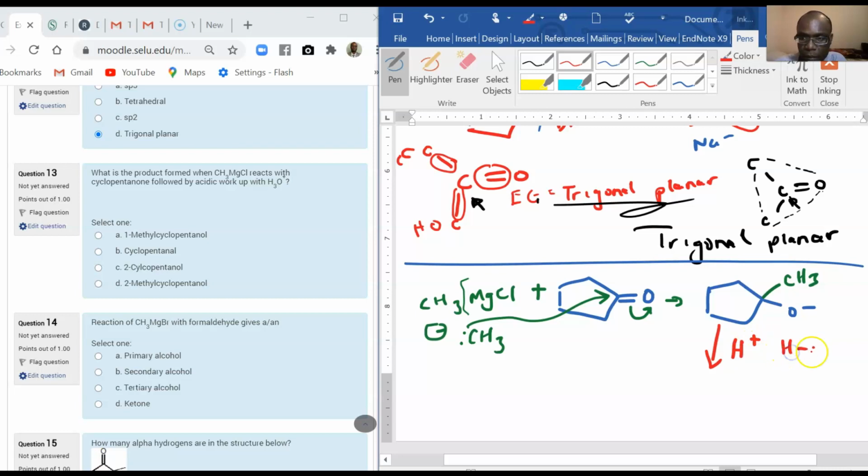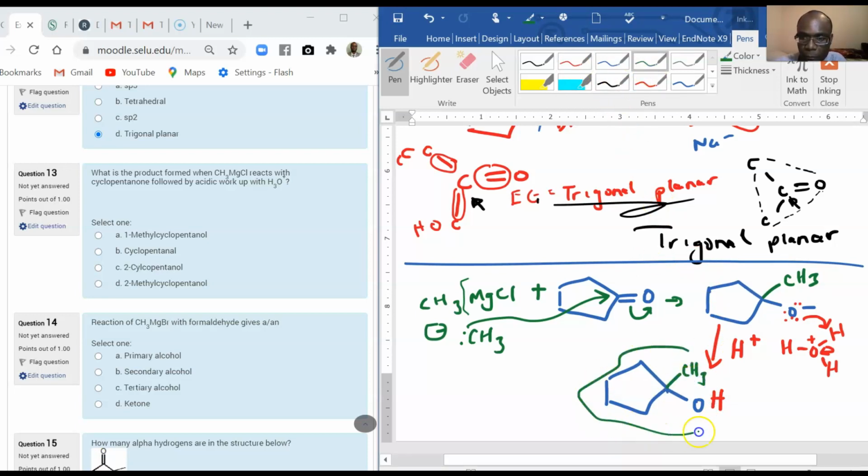If you want, I can show you the mechanism using H3O plus. So the oxygen uses one of the 3 lone pairs to take out the extra hydrogen, neutralize the oxygen, so you end up with an alcohol. So that's what workup means, where you have O minus becomes OH. Okay, and then the metal is still there. That will be the final product.